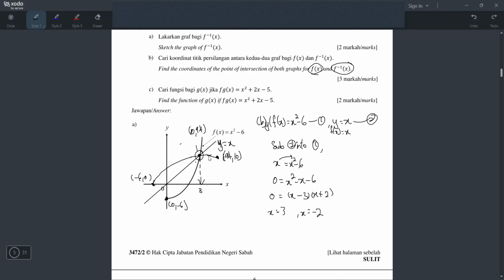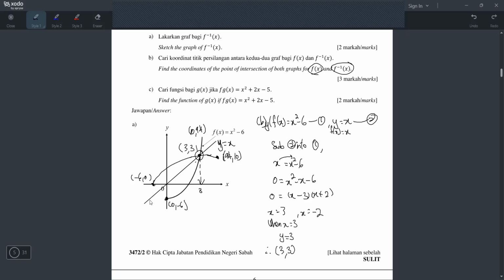Okay, 3. But the y coordinate, how to find? Well, you just substitute into any of these equations. You can substitute into equation 2. So what happens if you substitute x equals 3? Your y will get 3 also. It means when x equals 3, y is also 3. So the intersection point here is (3, 3).